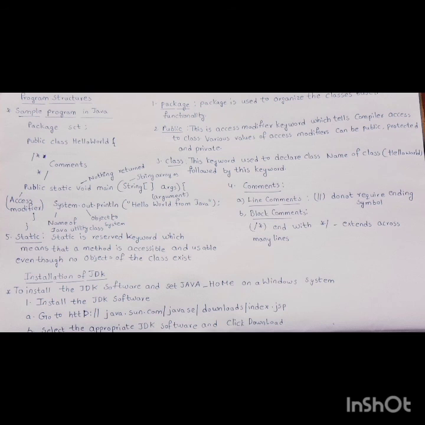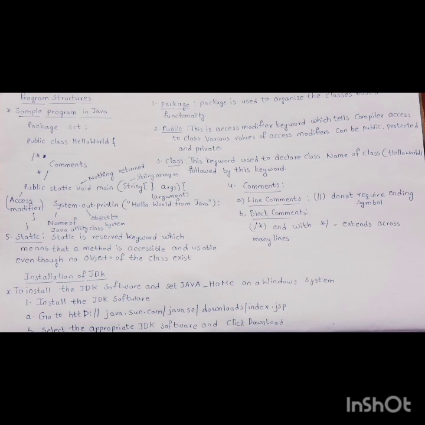Next one, System.out.println. System means the name of the Java utility class. Out means the object of the System class. Println means it is used to print a string, hello world from Java.